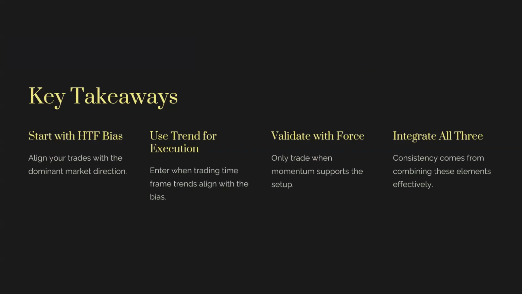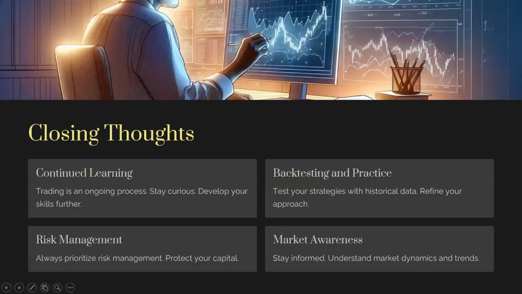So higher time frame bias is bullish, your trend is bullish, and force is validating that downward movement is weak and upward movement is strong. What else do you need? You can just go and take the trade. So integrate everything and you will have better success.